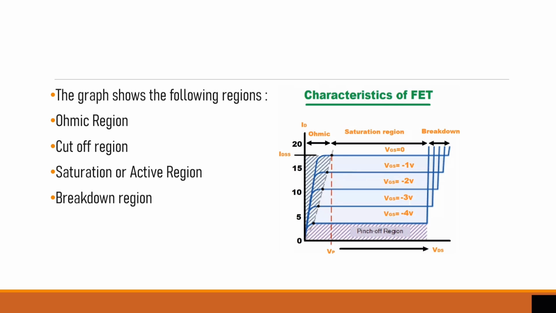And our last region is the breakdown region. The voltage between the source and drain, represented by VDS, is very high at this point. The voltage is high enough that the conductive channel is broken and maximum current passes through the channel into the drain.